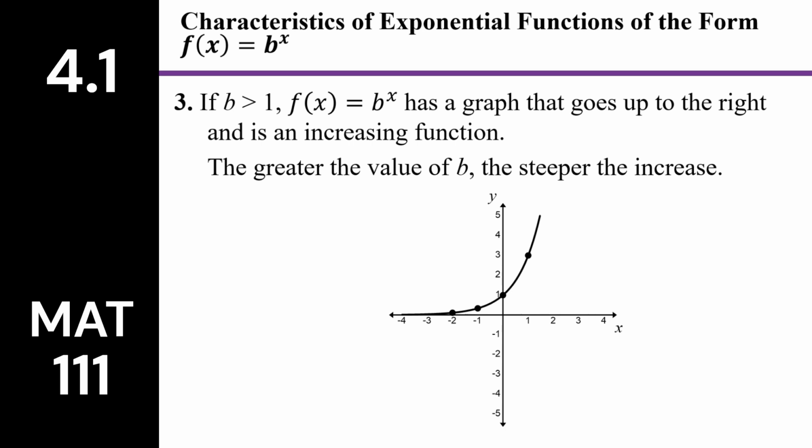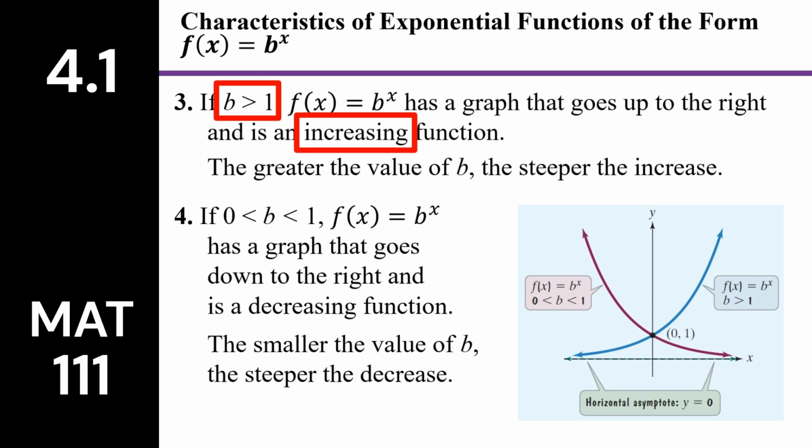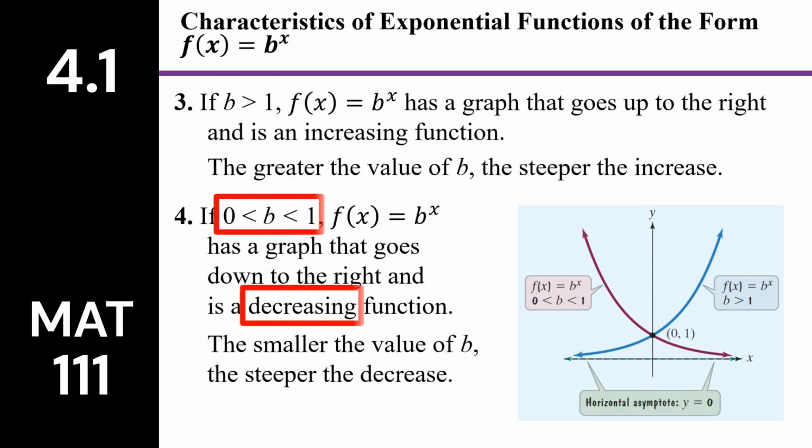The third characteristic we want to look at is that if b is greater than 1, then this graph will have an increasing value as it goes to the right. So as the x values get bigger, the y values will get bigger. Now we'll look at the fourth characteristic, which is if b is between 0 and 1, then we'll have a decreasing function, which means as the x values get bigger, the y values get smaller.